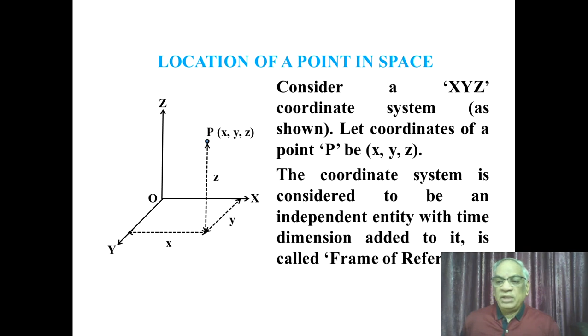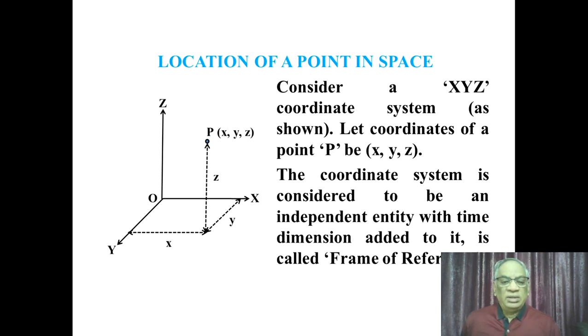Now another important aspect is to indicate the location of a point in space, because most of the time we indicate the position of an object in space as a point. So consider an XYZ coordinate system, that is a rectangular coordinate system. Let the coordinates of a point be indicated as X, Y, Z. That means we have to move along the X axis through X distance, along the Y axis Y distance, along the Z axis Z distance. Then you will arrive at point P, that is XYZ, as shown in the figure.